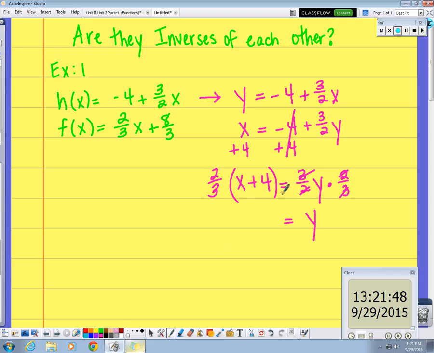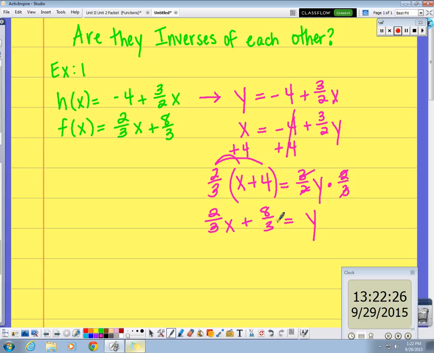And now, what do we need to do over here? Distribute. What is 2/3 times x? 2/3 x. And what is 2/3 times 4? Well, I know it's positive because they're both positive, but what's 2 over 3 times 4? 8 over 3. Okay, so the inverse of negative 4 plus 3 over 2x is 2/3 x plus 8/3.